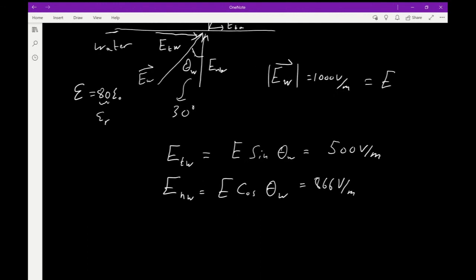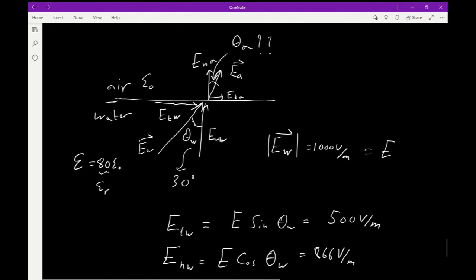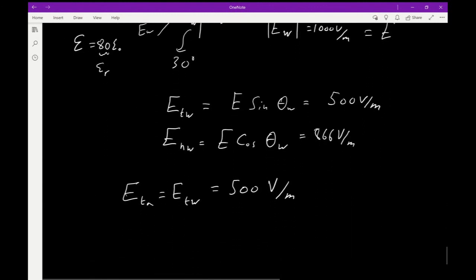Right? So once we found the ETW, we know what ET is in air. It should be the same as ETW. The tangential component of the field in air is the same as the tangential component in water. We've established that. So that should be 500 volts per meter. Right? Another assumption in this problem is that there is no charge density. Rho s is 0 at the surface of the water. So what about finding the normal component?